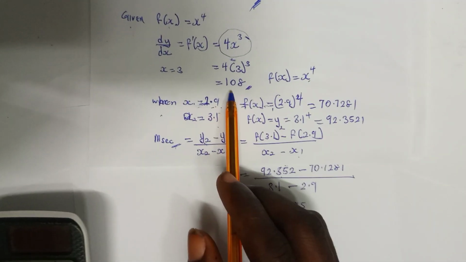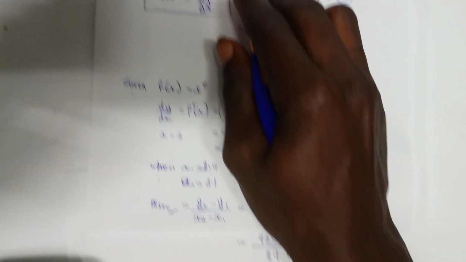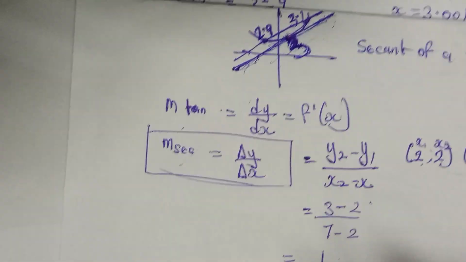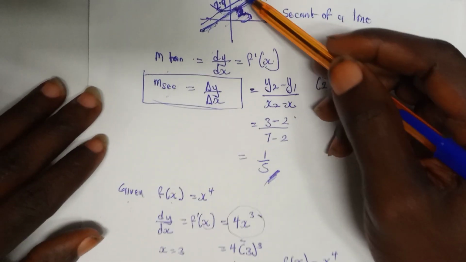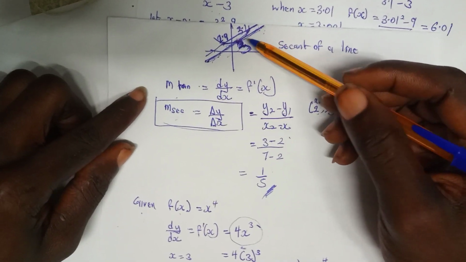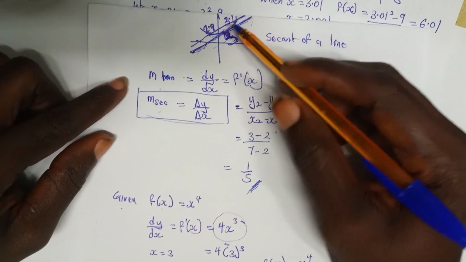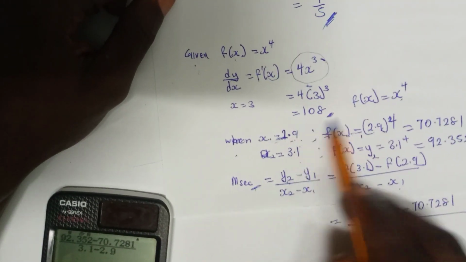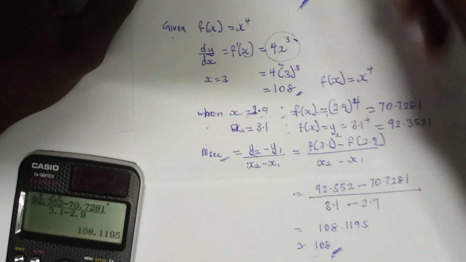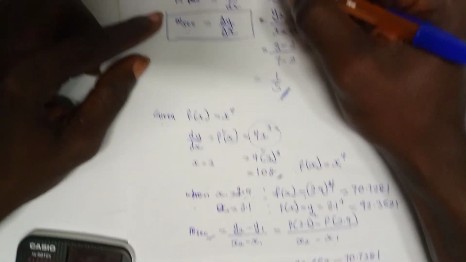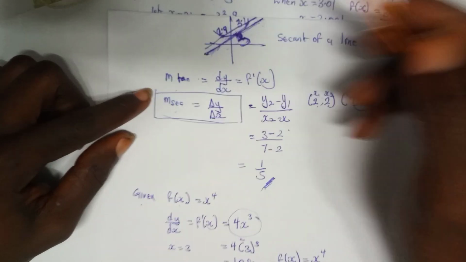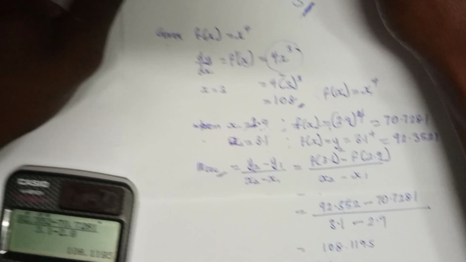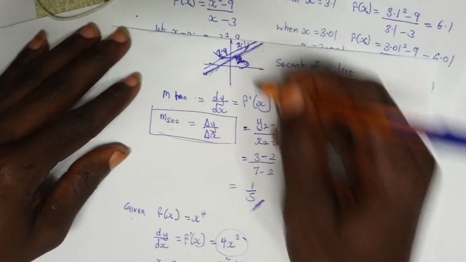So this is the gradient of the tangent, which is at x equals 3. Okay, so this graph tells you that when x approaches 3, we are going to get exactly the gradient at that point. So we take the values of x which are closer to 3, we are going to get a slope which is equal to 3.